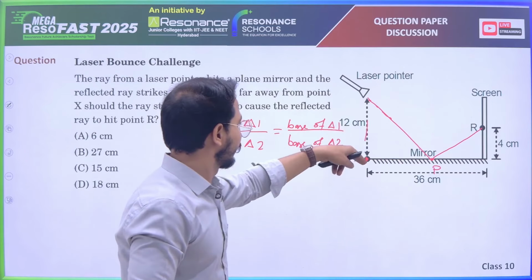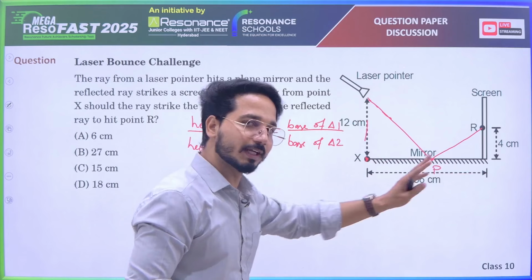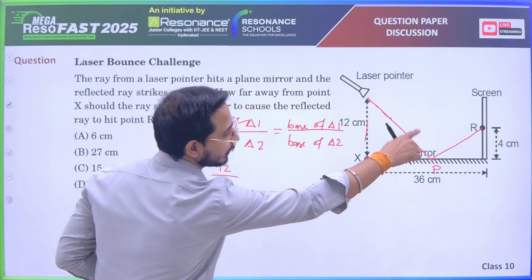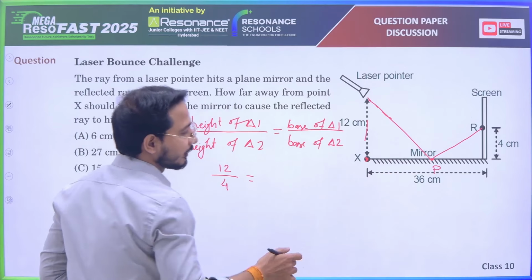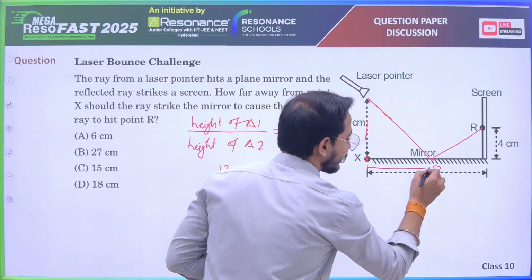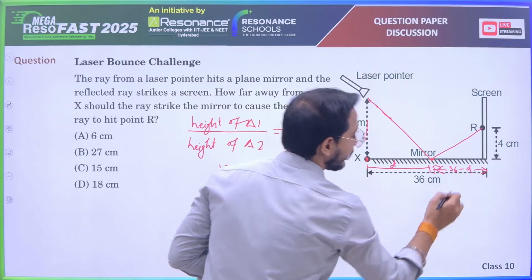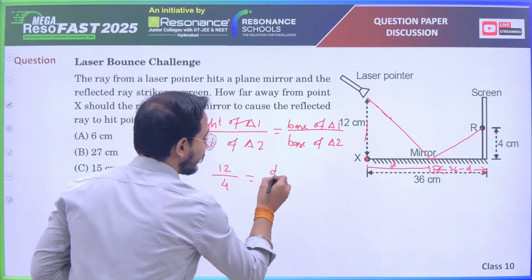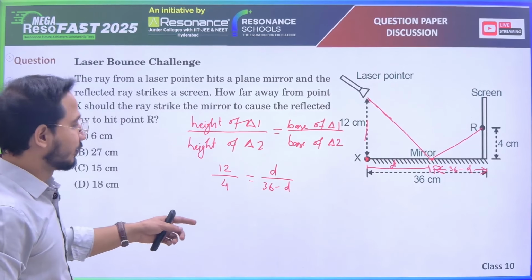So the height of triangle 1 is given as 12 centimeter and the height of triangle 2 is given as 4 centimeter. The total base distance is given as 36, but the individual base is not known. So if I assume the base till point P is D, the remaining part is 36 minus D, right? Clear? Okay, we'll solve this for calculating D.